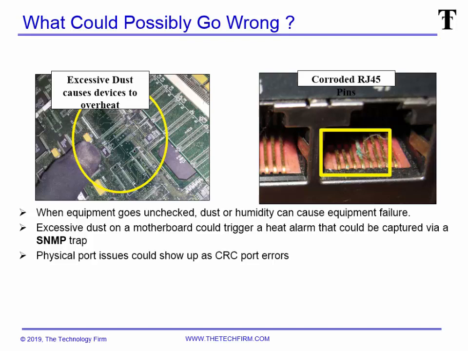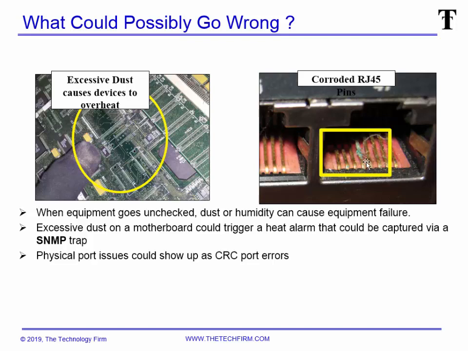This slide is titled What Could Possibly Go Wrong, because we all know things do. On the left hand side it's a good old motherboard, and you can see this line of green is where I've dragged my finger across the board to take the dust off of it, and that dust will accumulate over time and cause the board to fail and overheat.